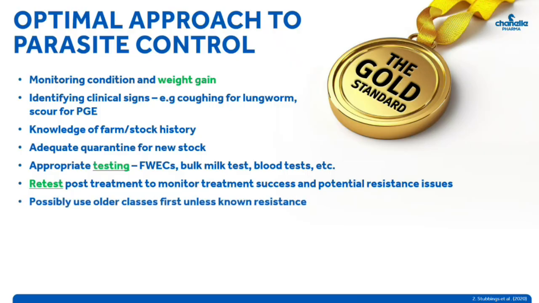It's also suggested to use older classes of anthelmintics before newer classes, where appropriate and where susceptibility to these particular actives is known to be present in that particular parasite type. So, for example, nematodes are often susceptible to benzimidazoles, the 1-BZ products, and these should be selected prior to choosing something from the newer classes of parasiticides.